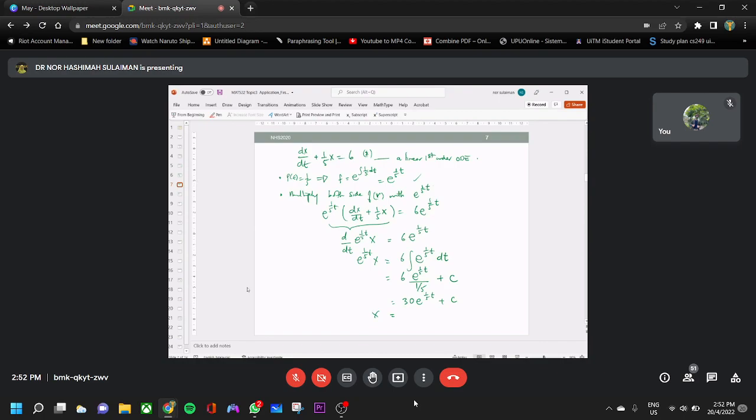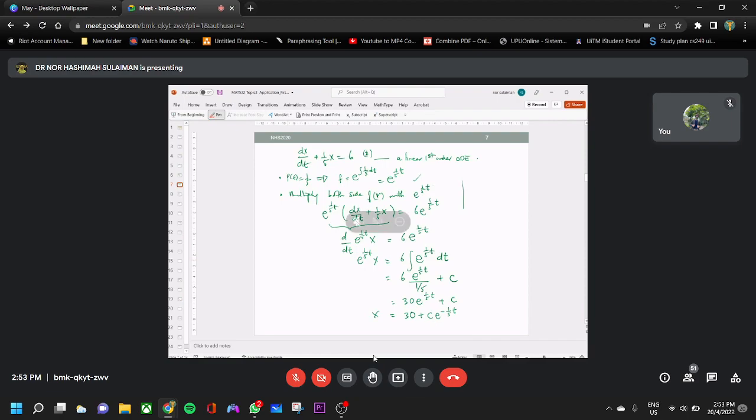Plus C. Actually you can cut the story short, but since it's the first time we're doing this. Now we want to get rid of the function in terms of t here. So you divide all the terms on both sides of the equation by e to the power 1/5 t. The first term, the e to the power 1/5 t, gets cancelled out, plus C e to the power of negative 1/5 t.